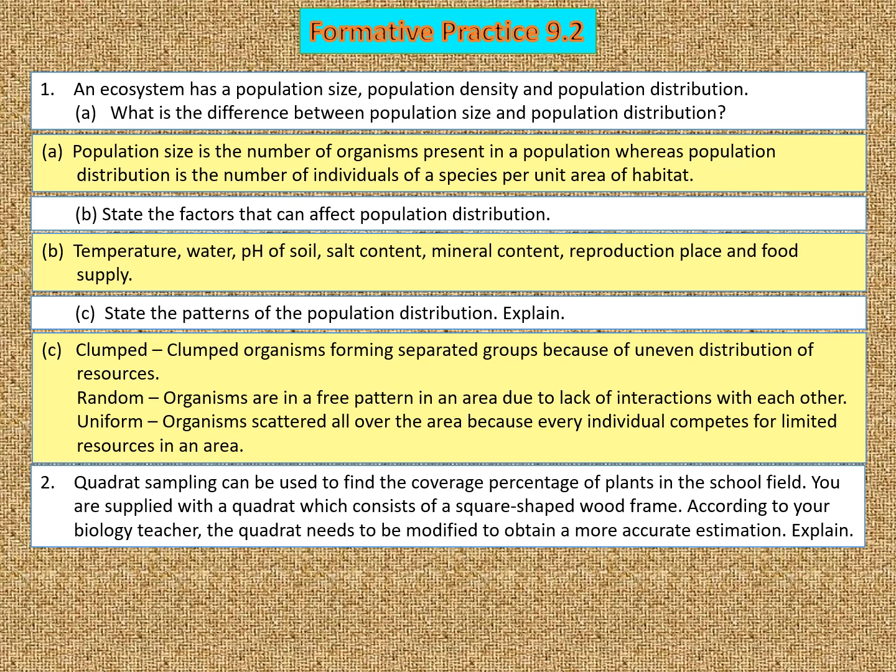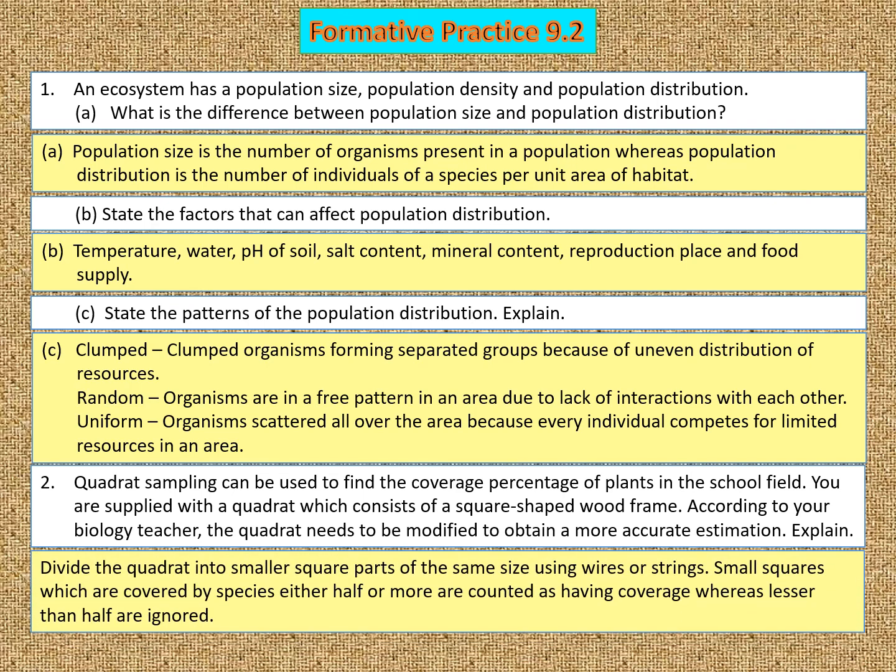Okay, question number 2. Quadrat sampling can be used to find the coverage percentage of plants in the school field. You are supplied with a quadrat which consists of a square-shaped wood frame. According to your biology teacher, the quadrat needs to be modified to obtain a more accurate estimation. Explain. Divide the quadrat into smaller square parts of the same size using wire or string. Small squares which are covered by the species either half or more are counted as having coverage, whereas those lesser than half are ignored.